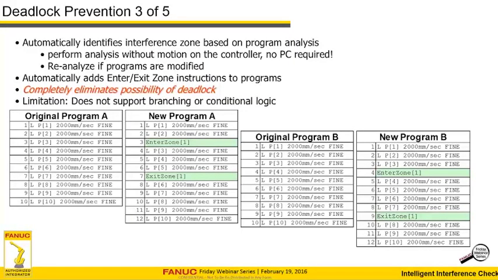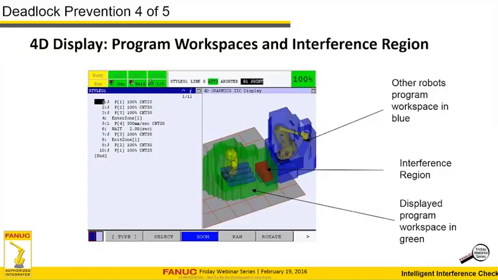One of the issues, though, is that it does not support branching or conditional logic. Part of the way that this works is it scans through the program over and over and over again. And it creates, actually, I'll go to the next slide here. It creates a blurb of every point in space that robot takes up.